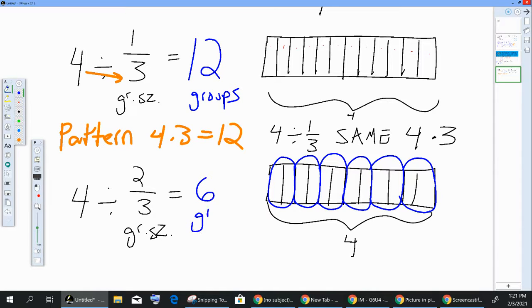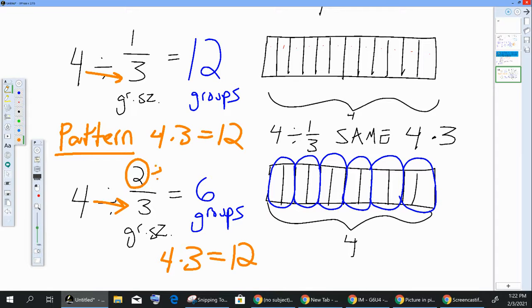6 groups. And some of us recognize that 6 is half of 12, which makes sense because 2/3 is twice as much as 1/3. So if the group size doubled, the number of groups has to be cut in half. That makes logical sense. But let's go back and visit this pattern again. If the original pattern was you can do the dividend times the denominator, we can still look at 4 times 3 is 12. And then some students tell me, well, Mr. Better, I also see that if you then divide by the numerator, that gives you the answer. So then I do 12 divided by 2, and that gives me the answer 6.